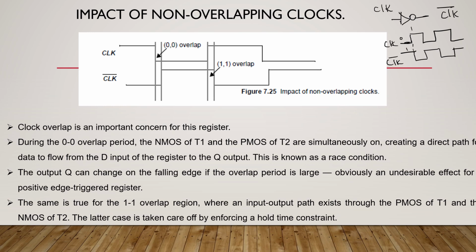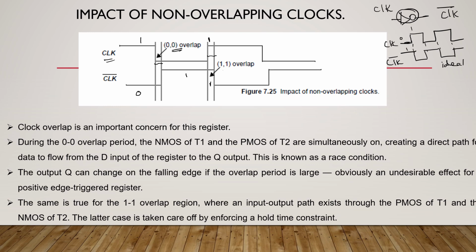That means clock and clock bar must be complementary to each other. But these two will not be produced at exactly the same time, right? That is the ideal case. It is not at all possible. You can see here when my clock is changing from 1 to 0, my clock bar will change from 0 to 1. But both will not change at the same time because of the propagation delay of the inverter, right? So during this small interval of time, what happens? The clock is 0, clock bar also 0. This is called 0-0 overlap. Similarly, you can see in this small portion, my clock is 1, my clock bar also 1.